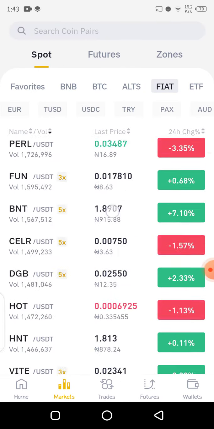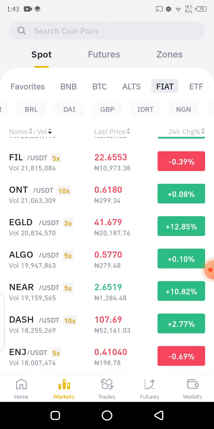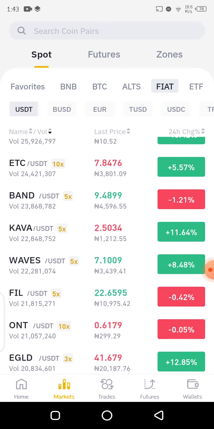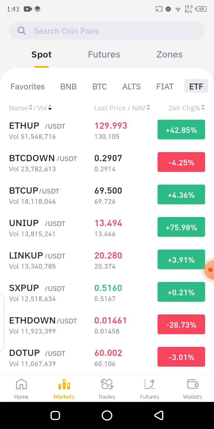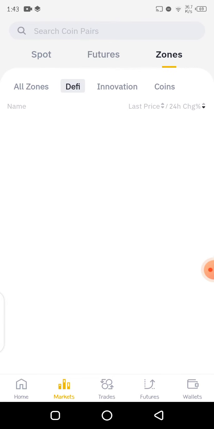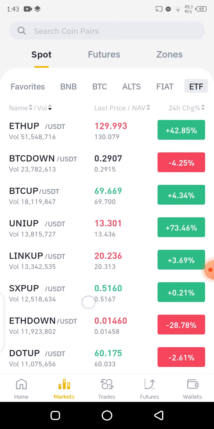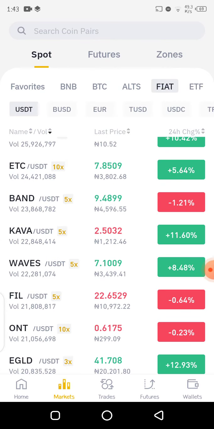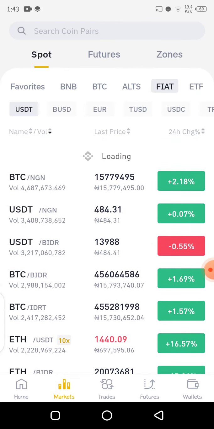So I selected USDT. That's why I'm only seeing USDT pairs. USDT is selected here. That's why I have only USDT pairs. If we keep going, you're going to see more, like ETF. Now that's under spot. You have futures and zones, but for the purpose of this class, we're only going to work on spot. So under fiat USDT, you can tap on any pair here.